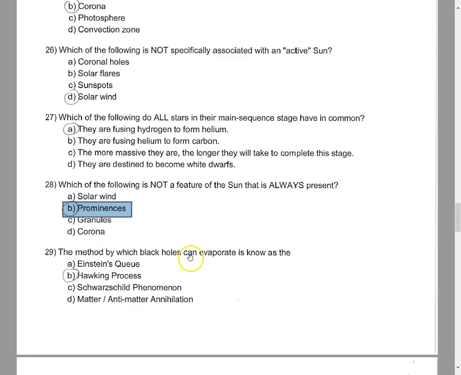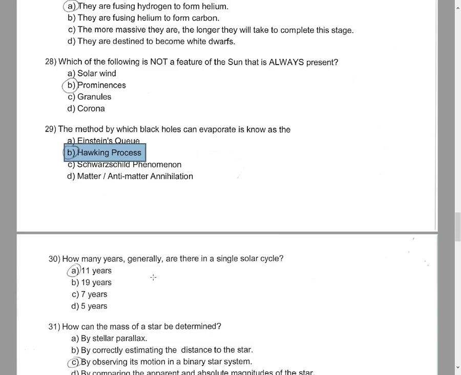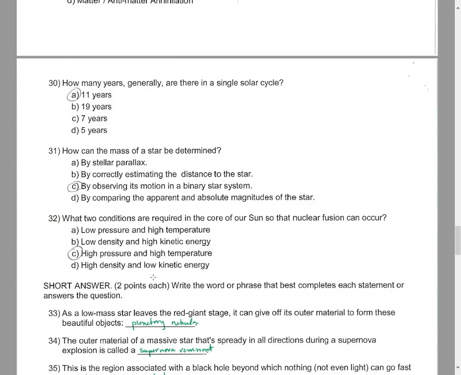Question 29, the method by which black holes can slowly evaporate is known as the Hawking process. Well, actually, that process speeds up as the black hole becomes smaller and smaller. So, question 30, how many years in general are there in a single solar cycle? That would be 11 years, so A is the best answer. Question 31, how can the mass of a star be determined? Best answer there is B, by observing its motion in a binary star system. Question 32, what two conditions are required in the core of the sun so that nuclear fusion can occur? The best answer there is C, high pressure and high temperature.